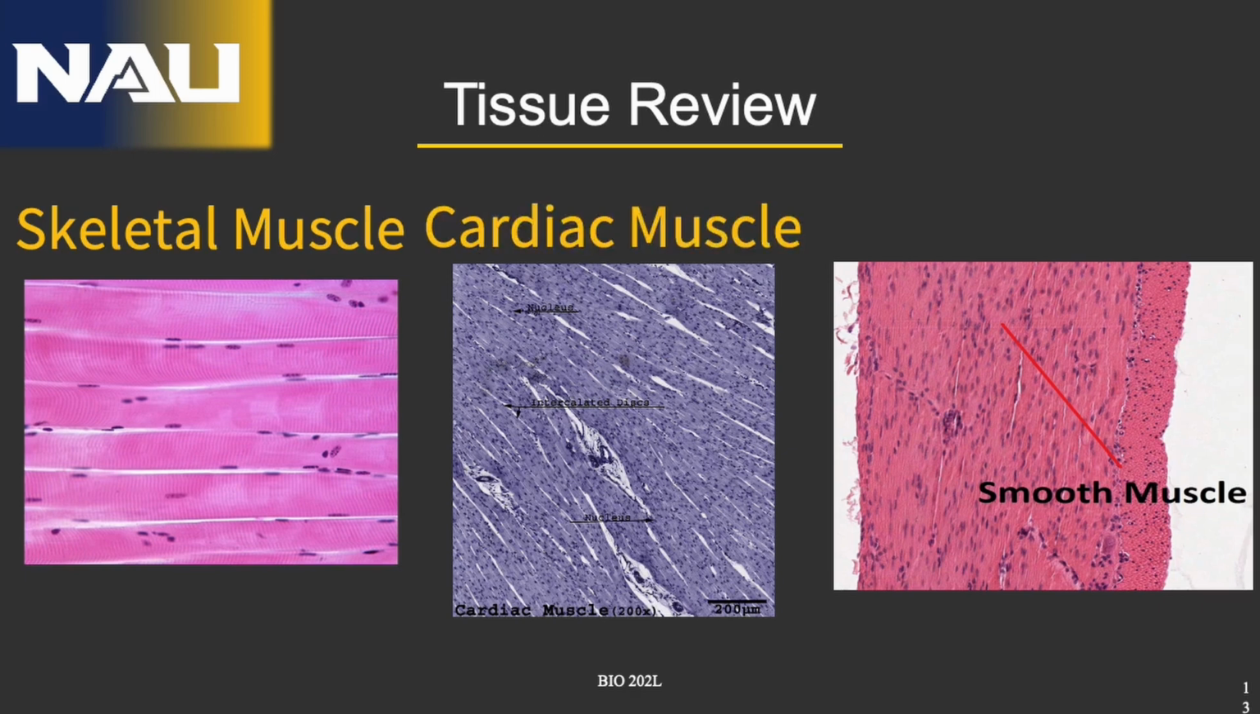And then the last one on the right. Let's start off with the locations. On the right, this is found on the walls of hollow organs, such as the intestines and blood vessels. The appearance is spindle-shaped cells with central nucleus, no striations, and the histological features are cells that are organized in sheets. Nuclei appear elongated and central, and it is smooth muscle. That's right.